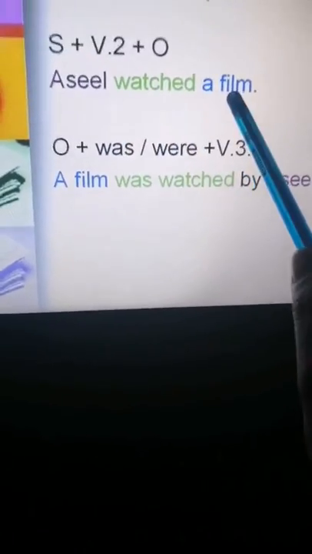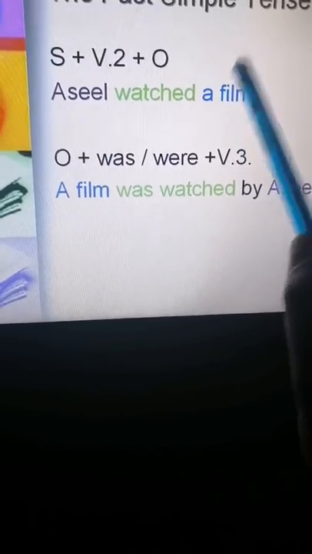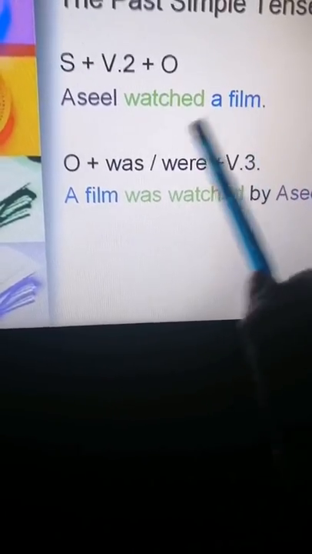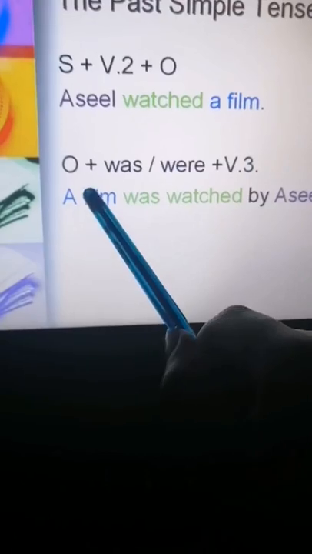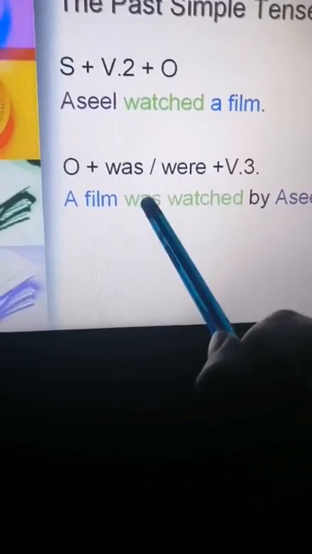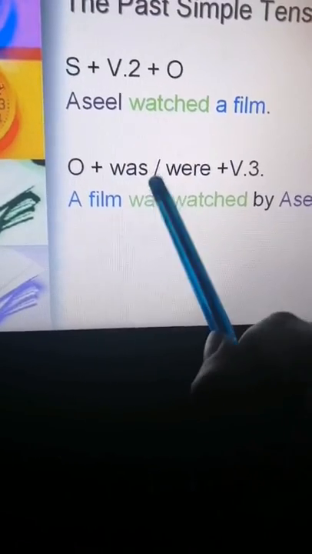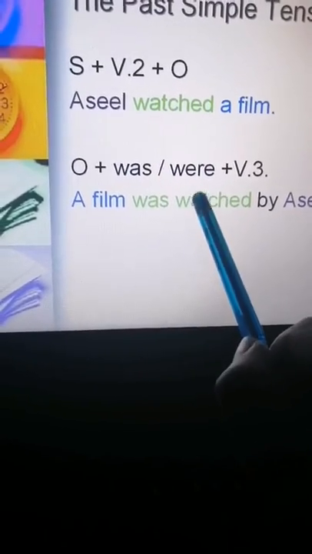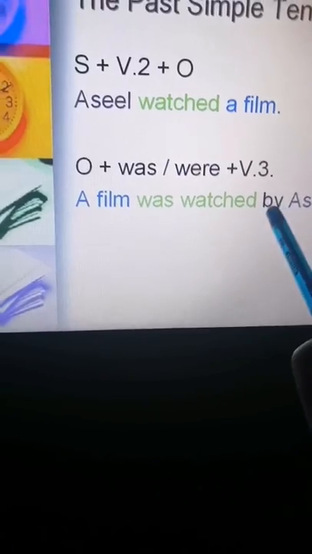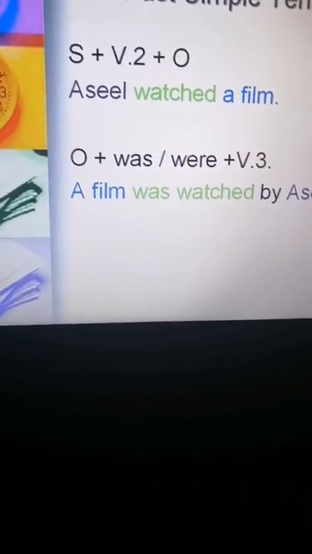So the sentence here, Asil watched a film. This is the object. We take it and put it at the beginning of the sentence, a film. Verb 2 means we should add was or were plus verb 3. A film is singular, so we should add was. Then verb 3, watched, by Asil.